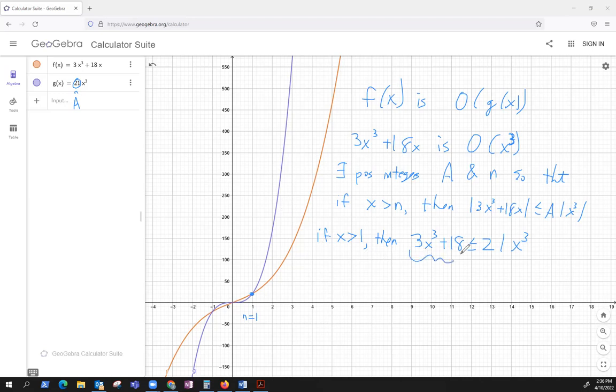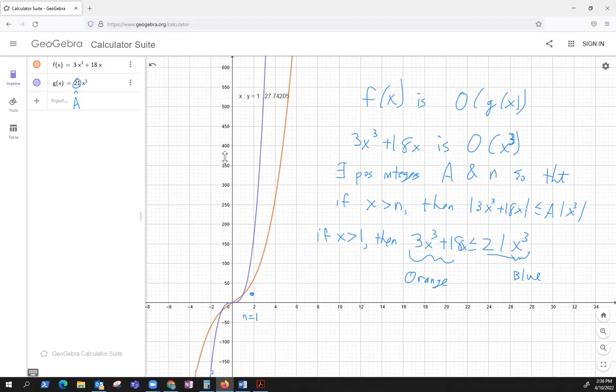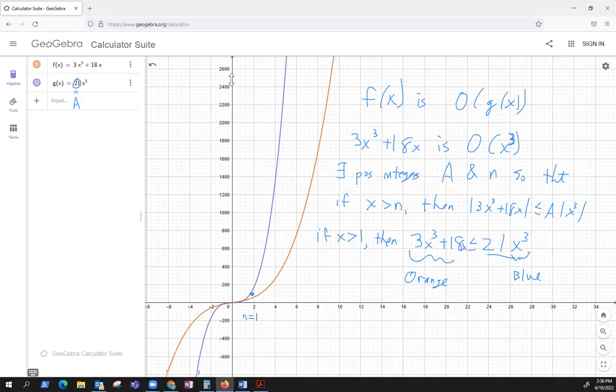This is the orange graph. And this is the blue graph. As long as x is bigger than 1, then the orange graph is smaller than the blue graph. And this never, ever changes. I can keep dragging my x-axis over and over to have bigger and bigger values of x and bigger values of y. And this never changes.